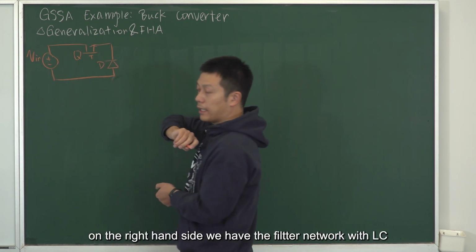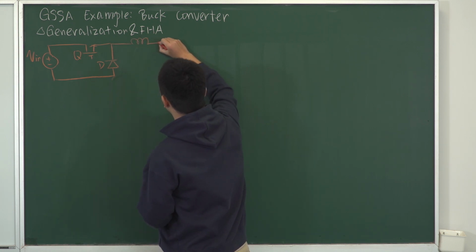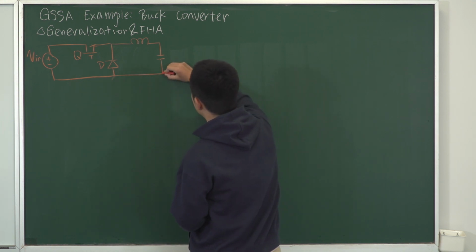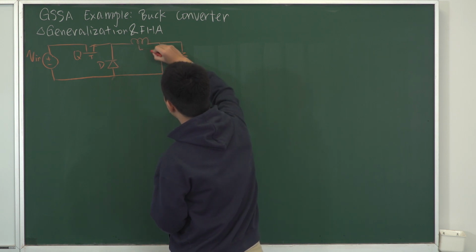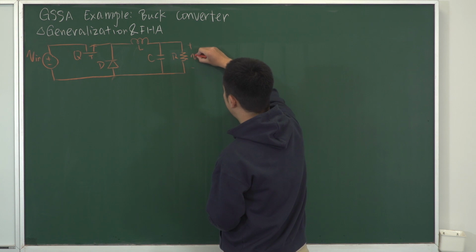On the right-hand side, we have the filter network with L, C, and load resistor R. So here is the output voltage.